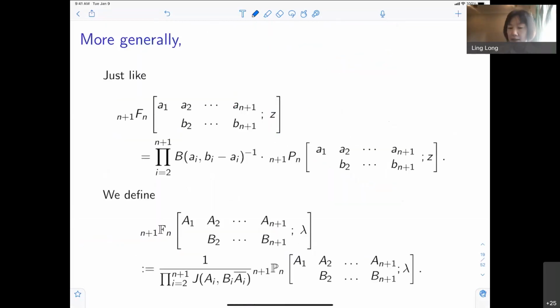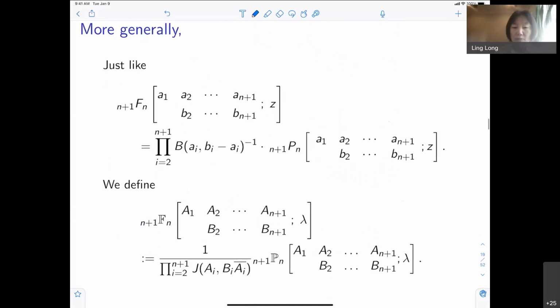So likewise, you can define the normalized period function in very much the same way. Naturally, you would do the same thing as in the classical case, but in the finite field case.